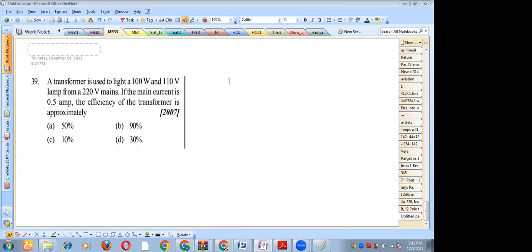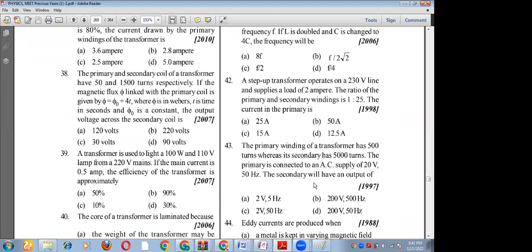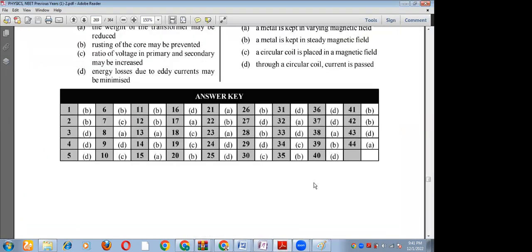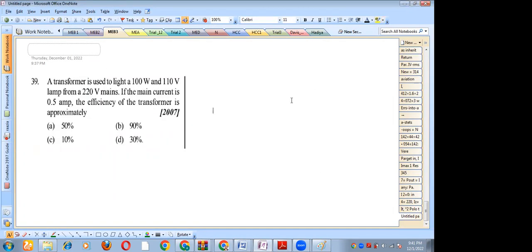Any answer? C. So you got C, not C. Recheck your answer. Let us check.